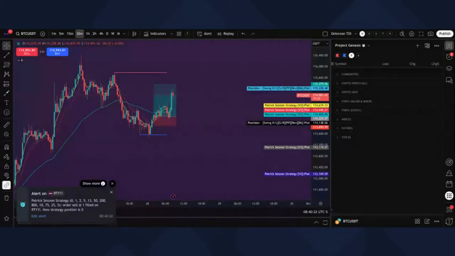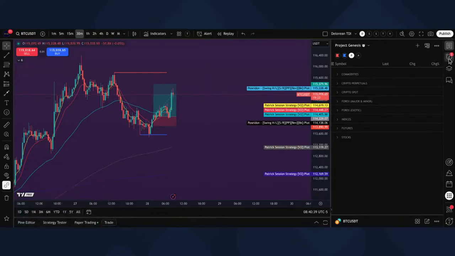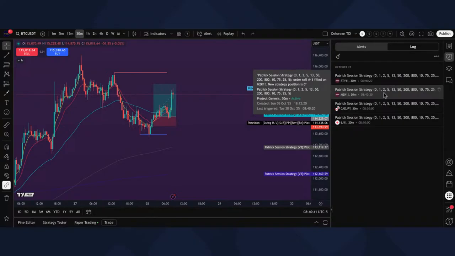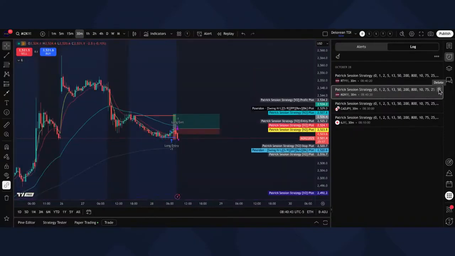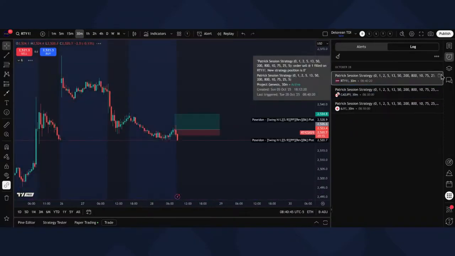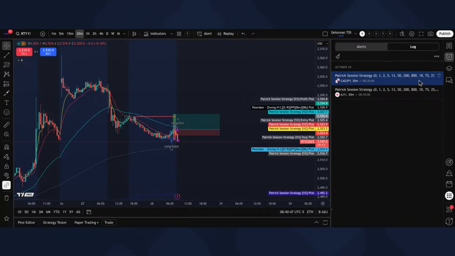Another ding. Let's see what we got. R21 and MK21 stop loss.